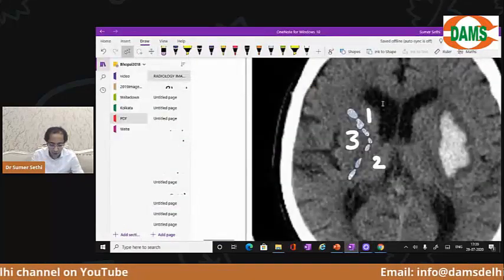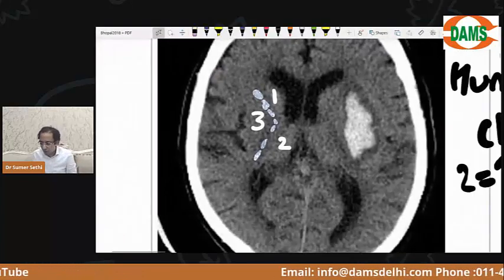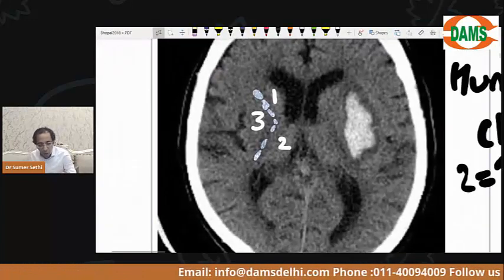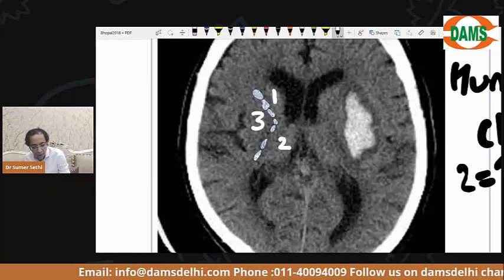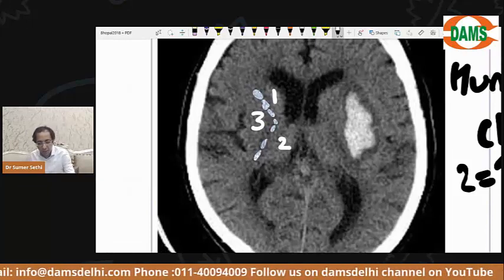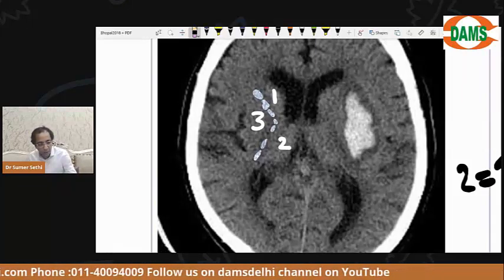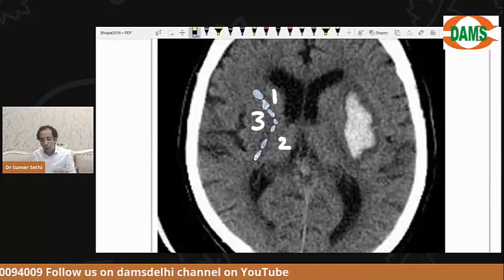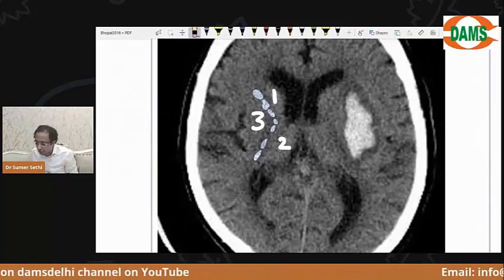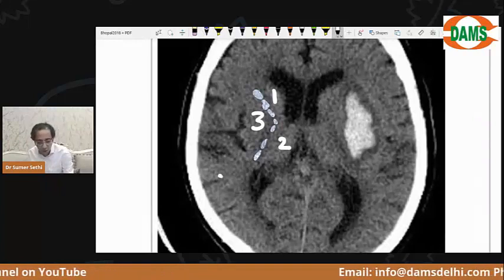Okay, so let's be back here. Now I want you to see that the dotted line represents the internal capsule. This image that you see now has been asked in your NEET exam in the past, to identify the structure which is between 1, 2 and 3, that is your internal capsule.